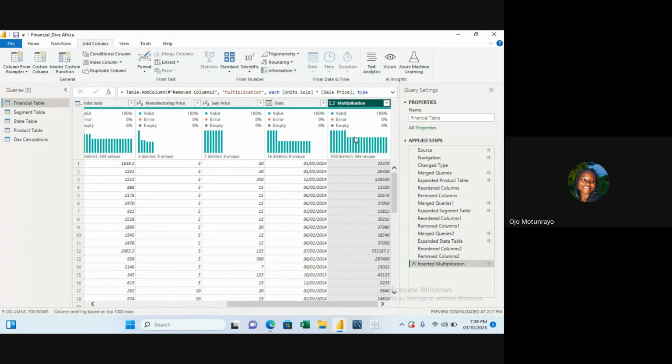You will see that it has multiplied units sold times sales price. So if you have your calculator, you can confirm. It has already multiplied this unit sold times sales price. So we have multiplication here, and we can just name it as revenue. This is revenue.